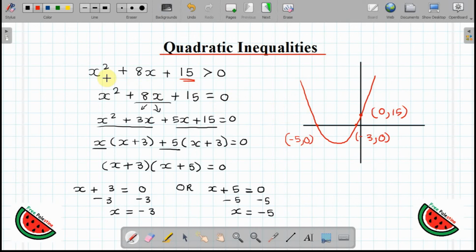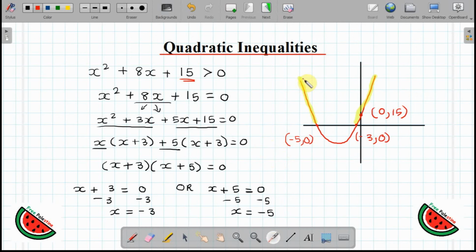Okay, now I'm going to concentrate on my inequality. In this case, our inequality was greater than 0. So what this means is we need to be on this part of the graph, which is above the x-axis when it's greater than 0. Okay, when it's greater than or equal to 0, it has to be either on or above the x-axis. This is just greater than 0. So it has to be above the x-axis. So I've highlighted the two parts of the graph which are above the x-axis.